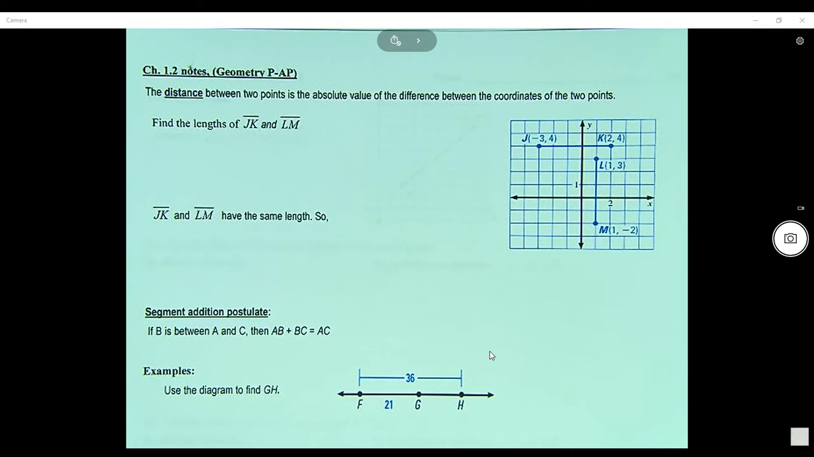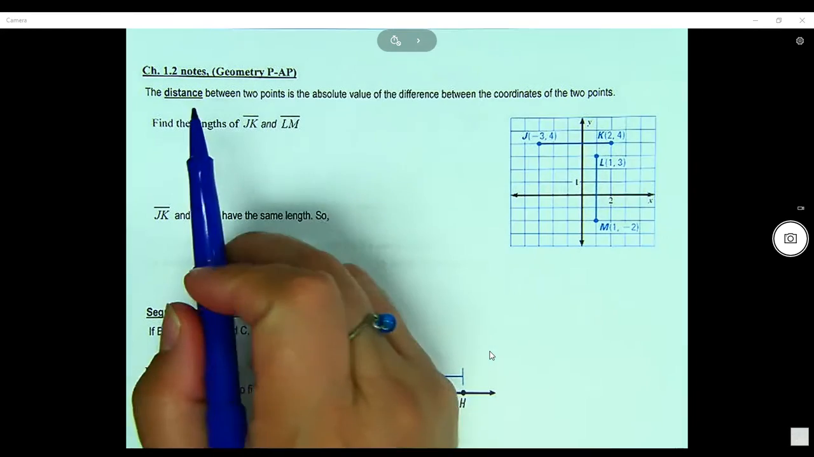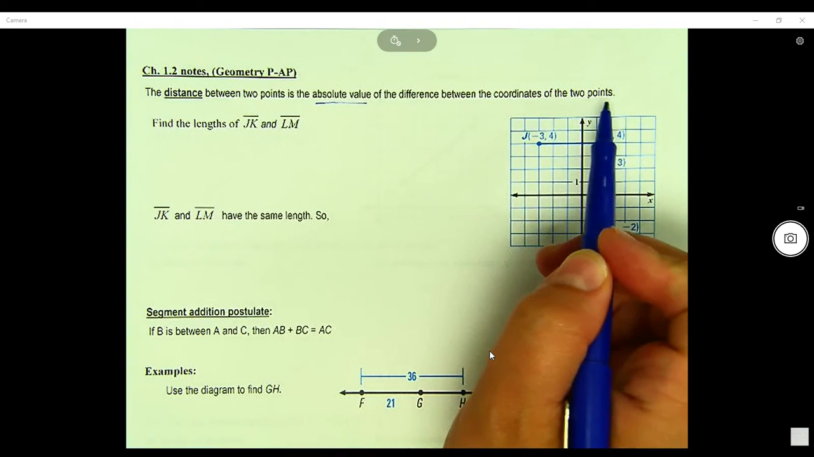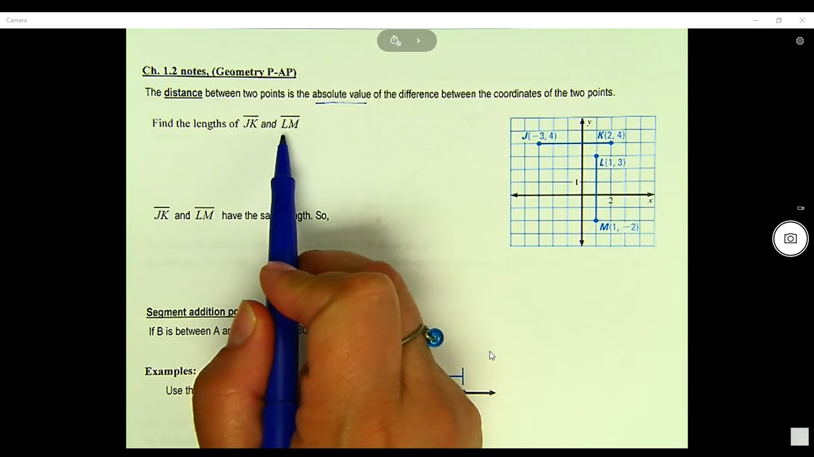Hello, Geometry Pre-AP. This is the first part of the 1.2 notes. We're going to start out by finding some distances. The distance between 2 points is the absolute value of the difference between the coordinates of the 2 points. Find the lengths JK of segment JK and of segment LM.